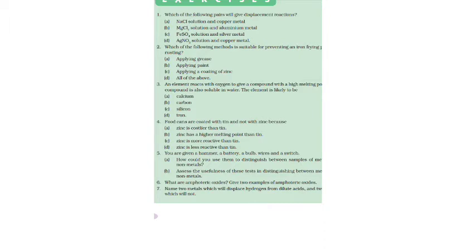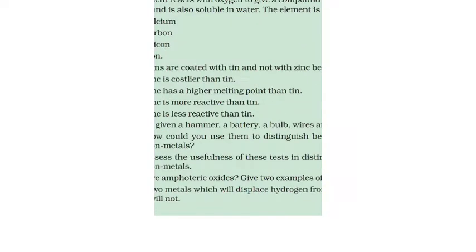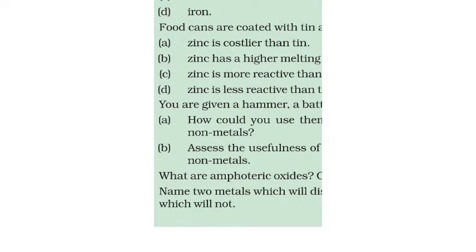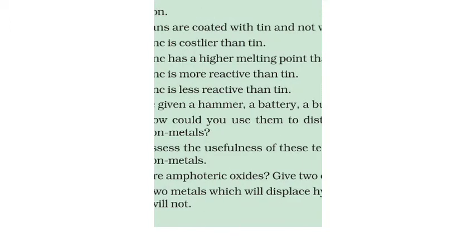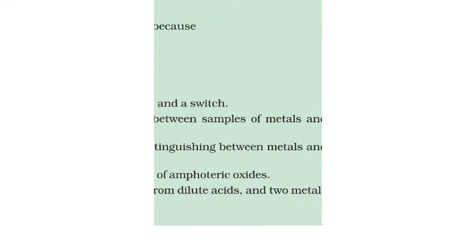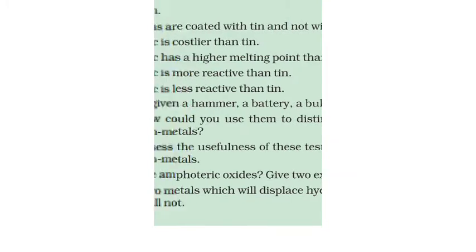What are amphoteric oxides? The oxides which can react with acids as well as alkalis are called amphoteric. Amphoteric means both, so it reacts with both acids as well as alkalis. Name two metals which will displace hydrogen from dilute acids. Metals which will displace hydrogen from dilute acids are zinc and magnesium. Metals which will not displace hydrogen from dilute acids are silver and gold.